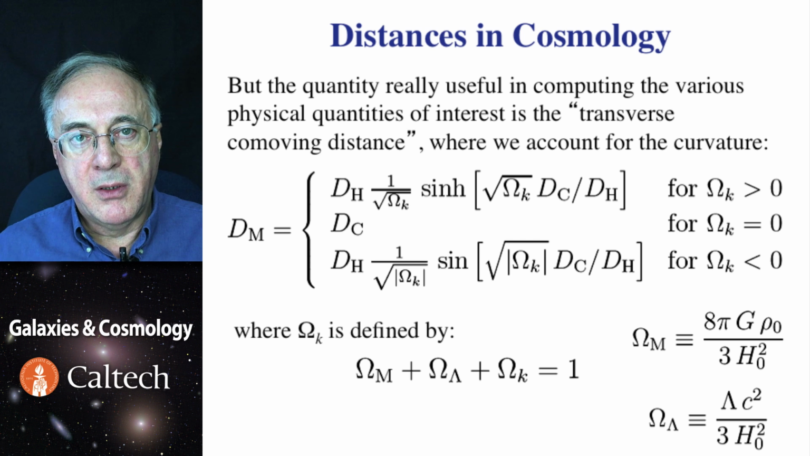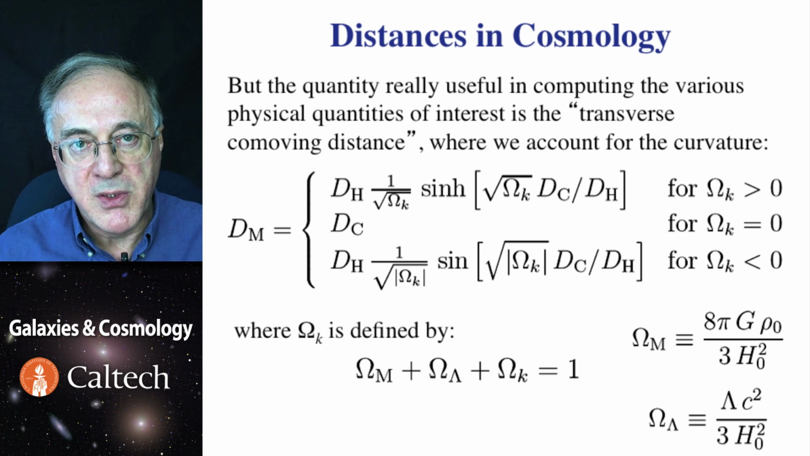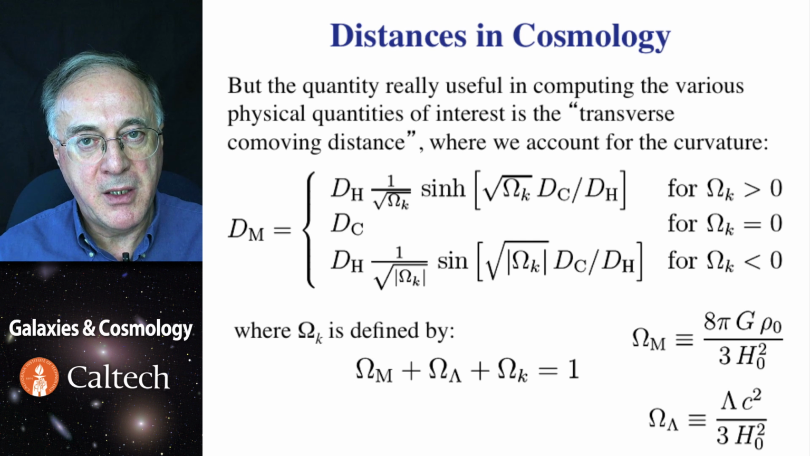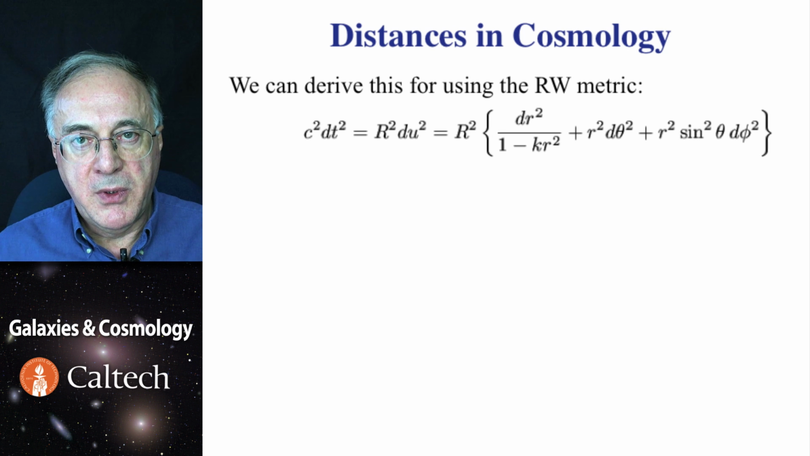Now, remember, omega curvature, the so-called curvature density, does not really correspond to the density of anything. It is just a quantity that makes the sum of all densities equal to 1, always. So omega curvature is really 1 minus the omega of matter, omega of radiation, and omega of cosmological constant. So how can we derive this?